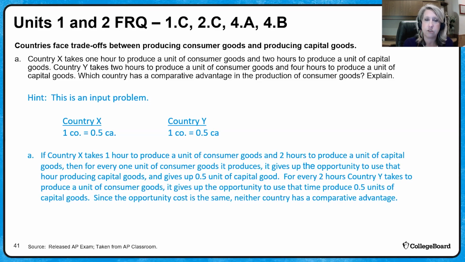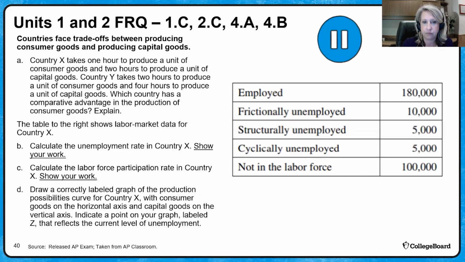So the opportunity cost of one consumer good is a half a capital good. And in country Y, the opportunity cost of one consumer good is a half a capital good. Here is an unemployment question with a PPC in it.